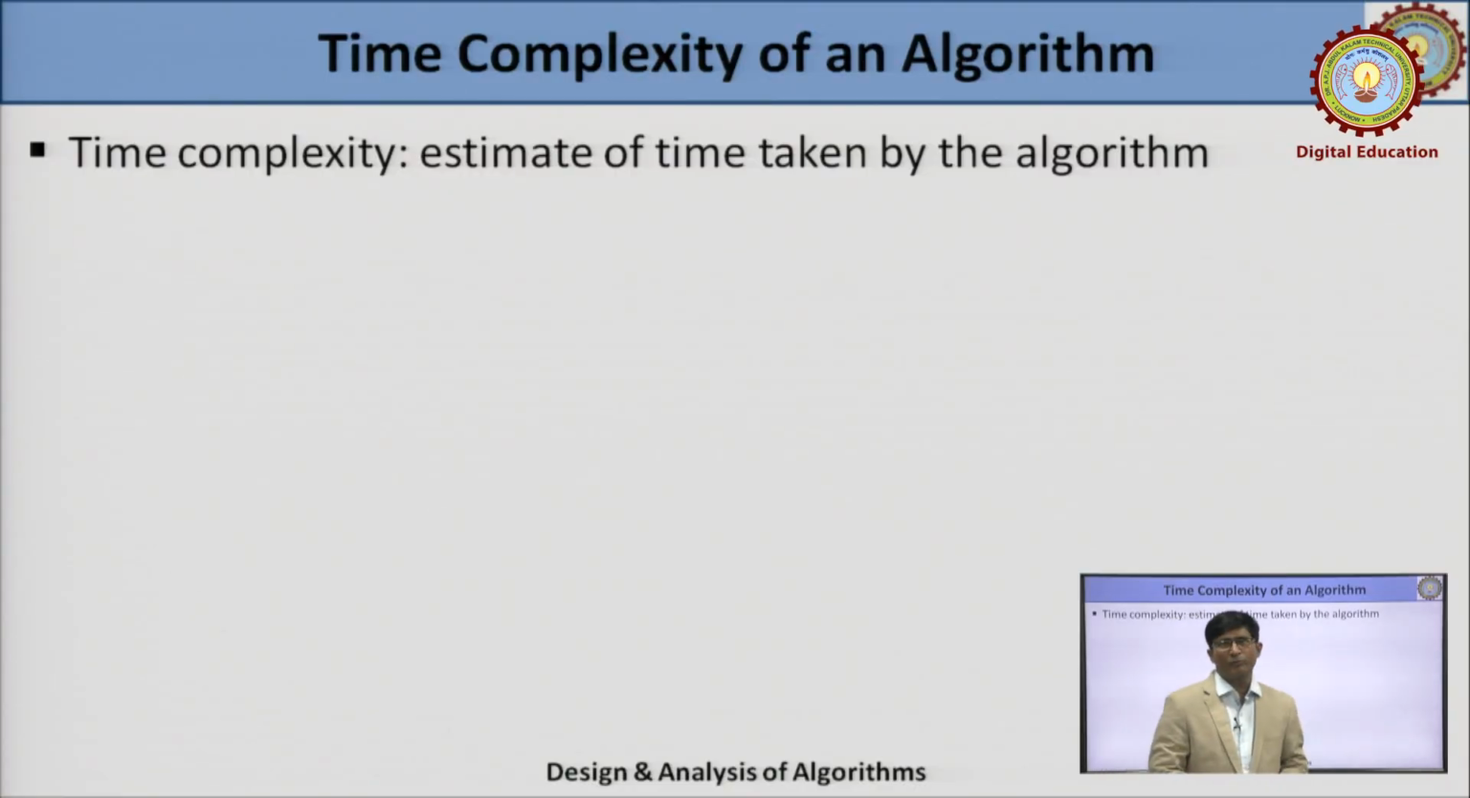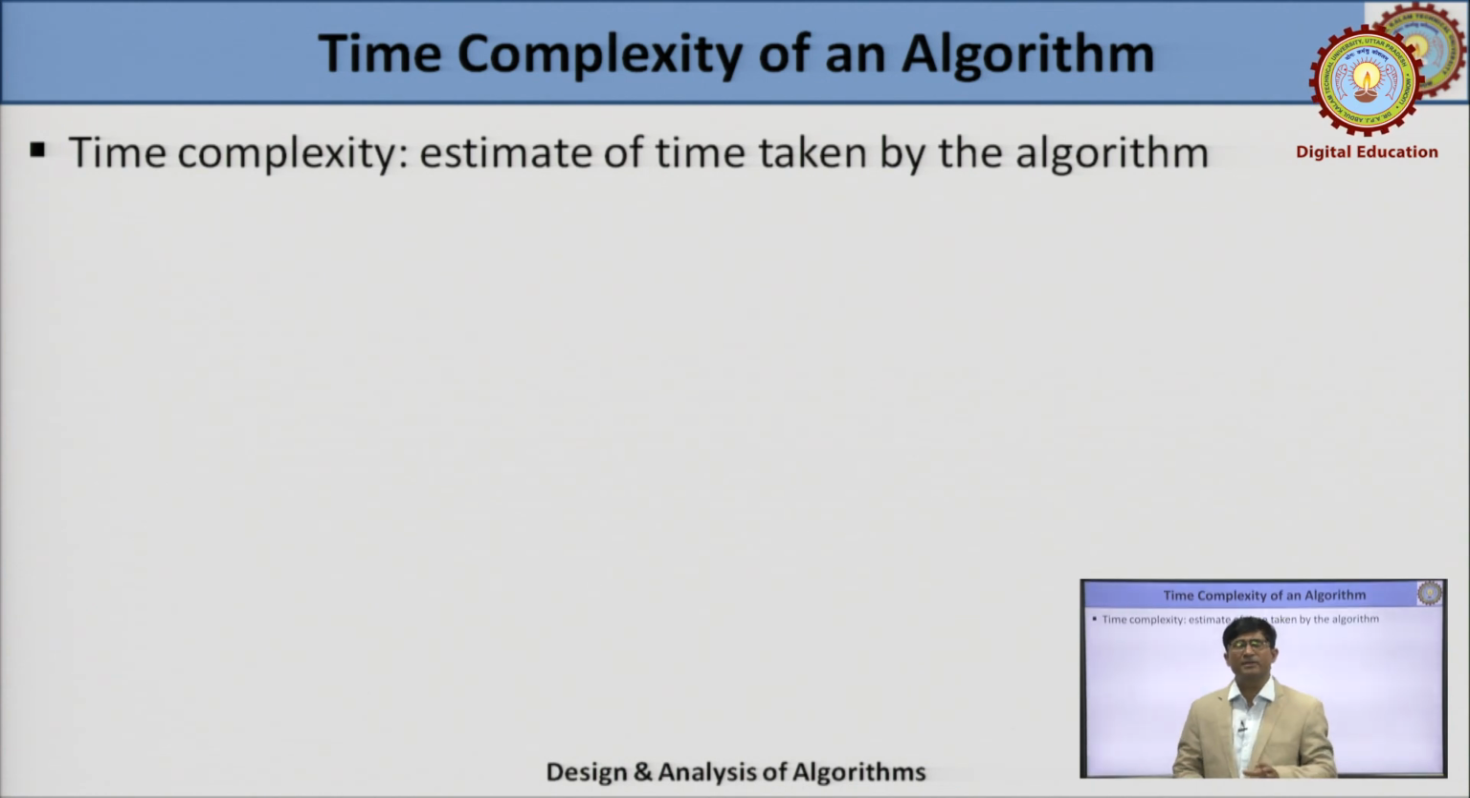Now, time complexity is basically the estimate of how much time would be taken by my algorithm on real machines. Mind you, when we say how much time would be taken by the algorithm, this is just a theoretical estimation. We will not talk about the actual run time of my algorithm, simply because I have not yet implemented it. It is before or prior to the actual implementation.